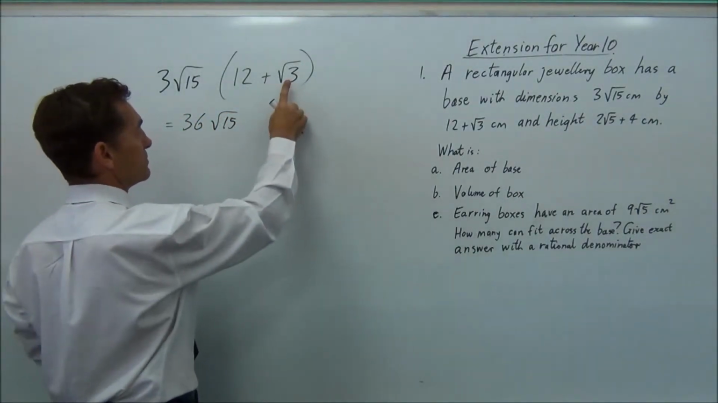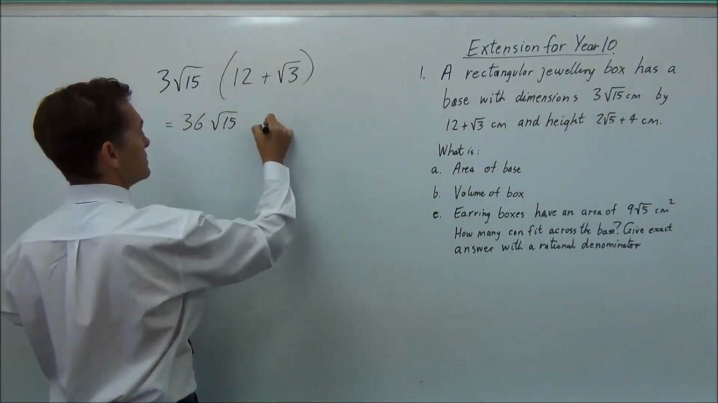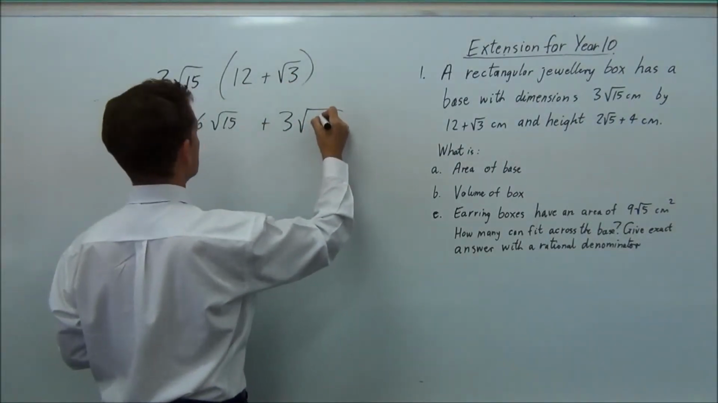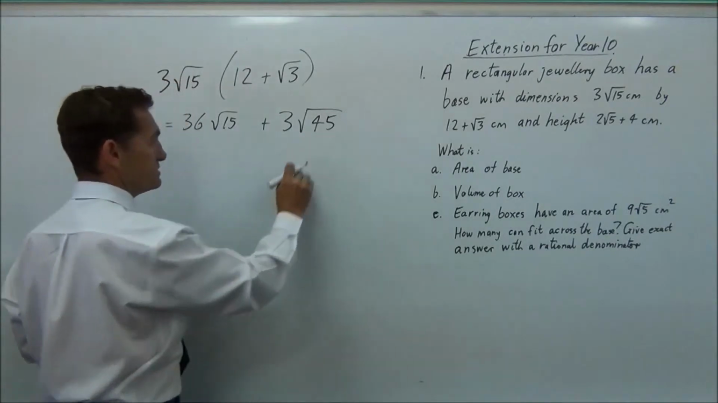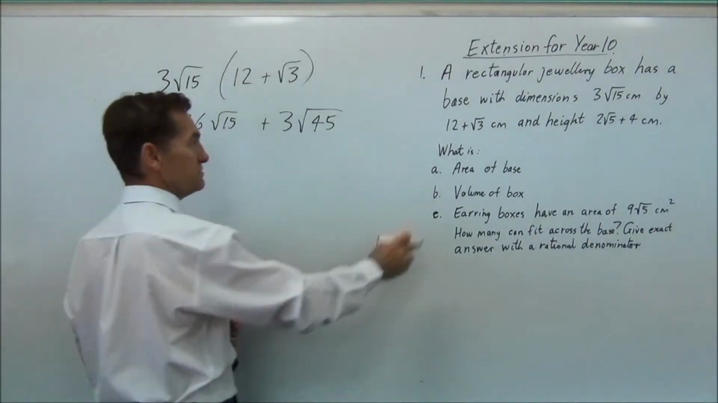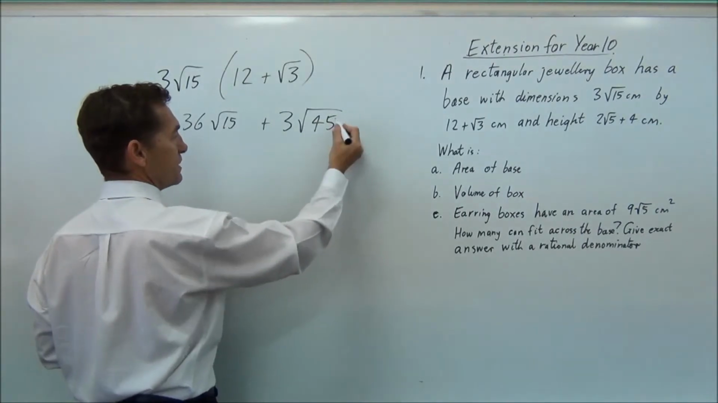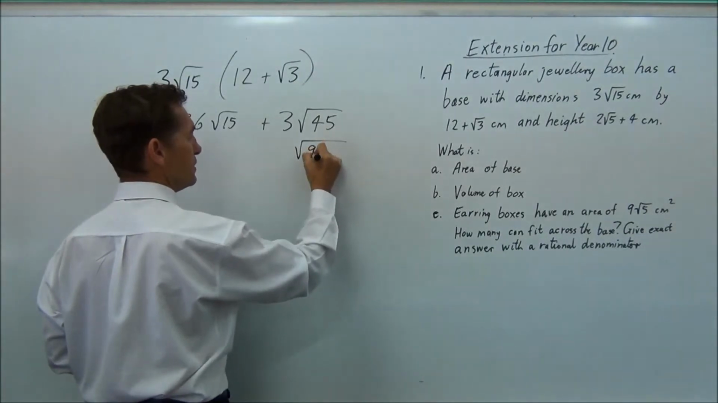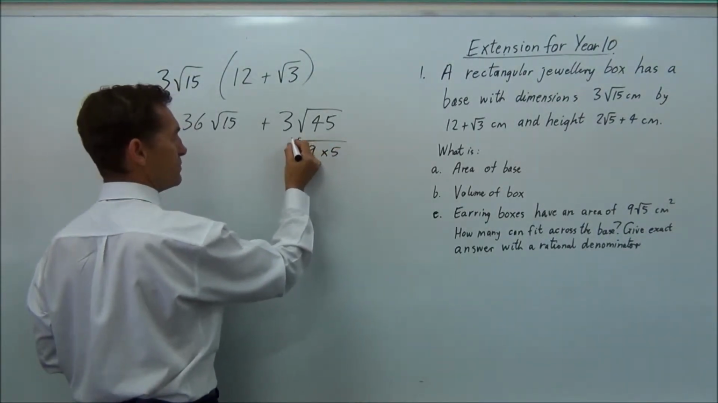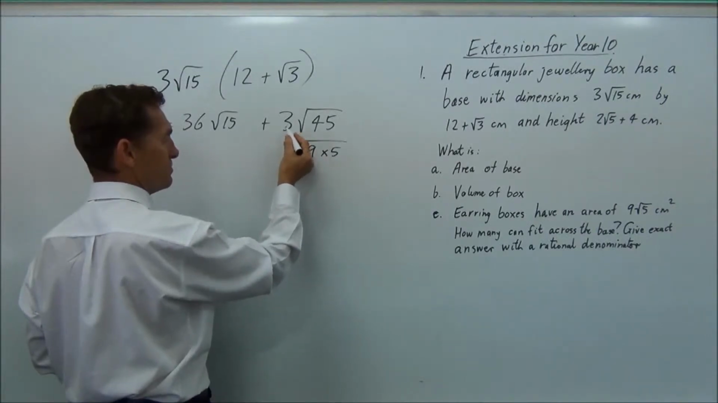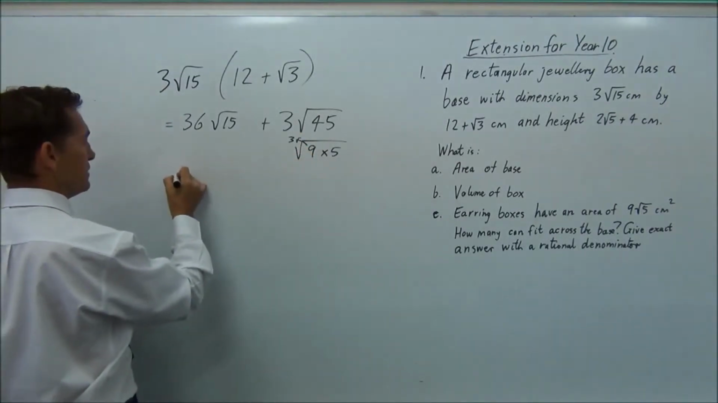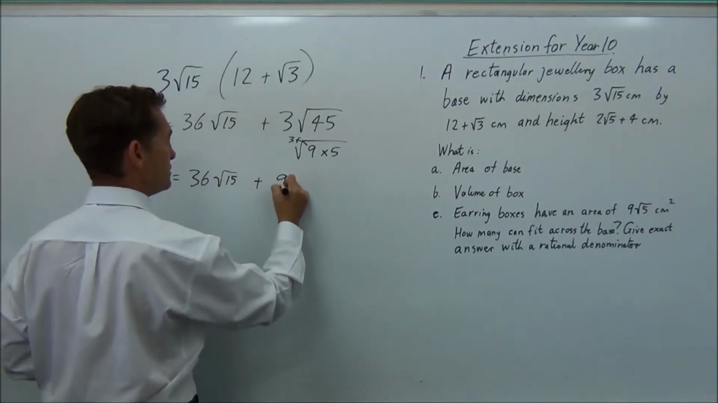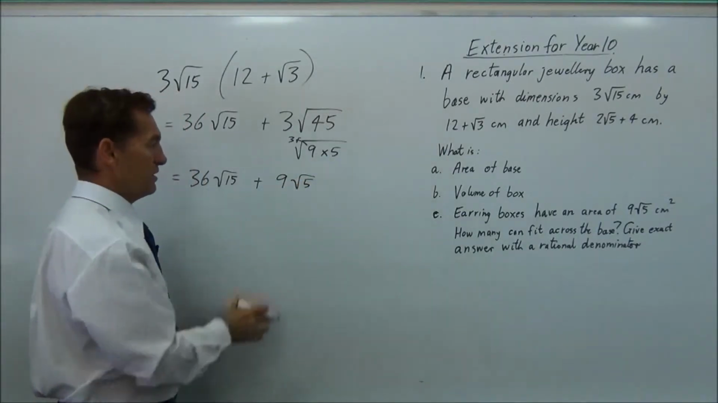Okay, now we're going to look at multiplying the roots, and we'll have 3, so plus 3 multiplied by 15 times 3 is 45. Now you can simplify root 45, which is what they expect you to do because it is extension. You can simplify that by saying, well, 45 equals the root of 9 times 5, the square root of 9 is 3, and this is going to become 3 multiplied by 3. Okay, so your final answer should be 36 root 15 plus 9 root 5. And that's the area of the base.